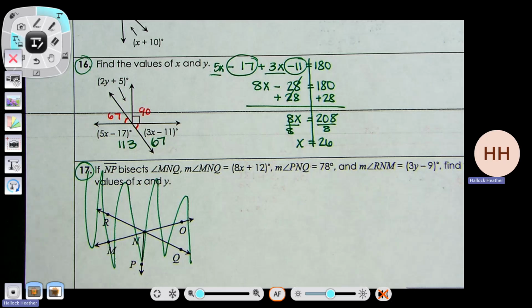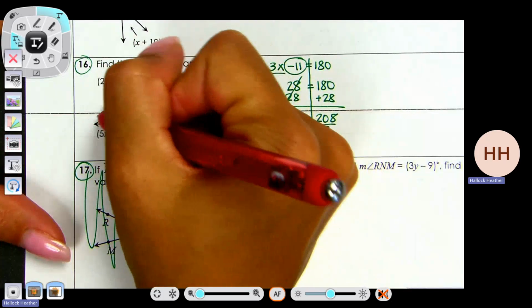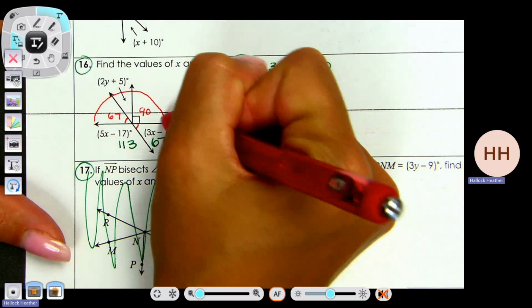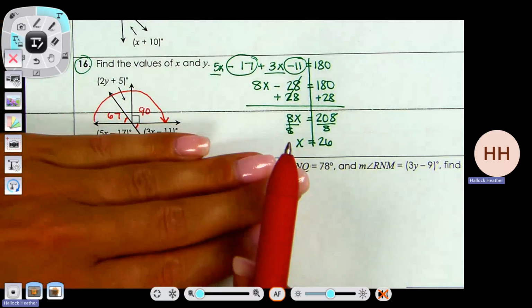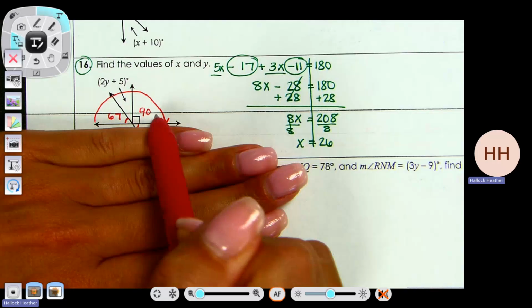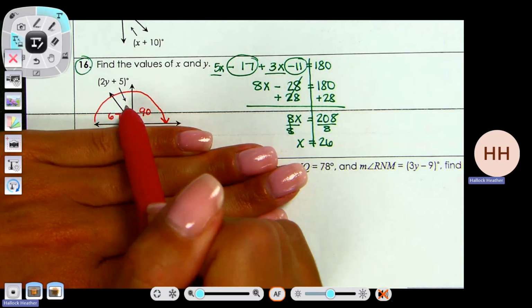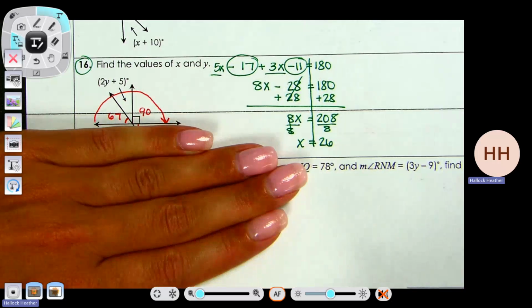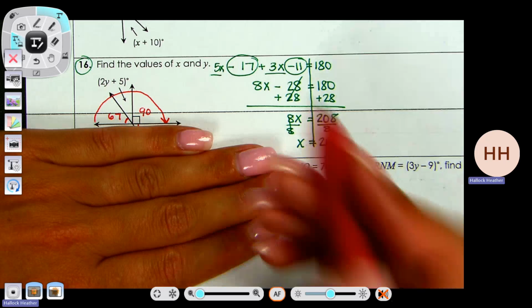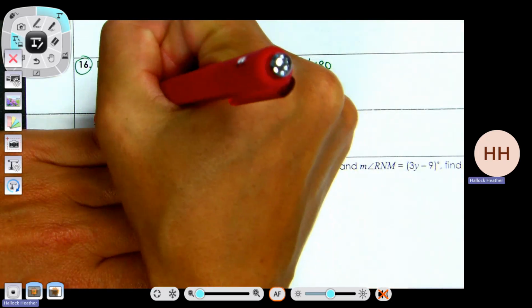So what's a way that I can figure out my y? 90 minus 67. Yeah. Okay. So this makes 180 in total. So if I just look at the top half now, I can take 180, minus 90 and minus 67. How much is that skinny piece left? 23. So 23 goes here.